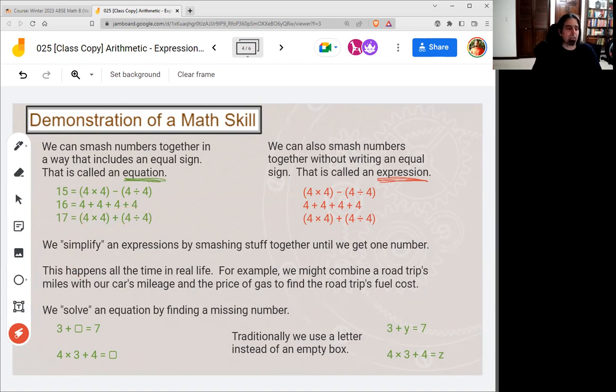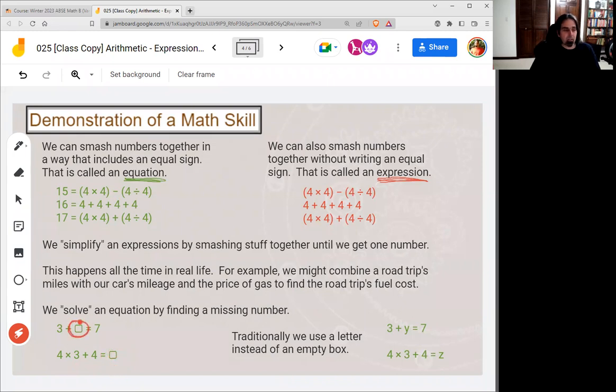When we have an equation, we're saying that we know two things are equal to each other, and usually the next step is to solve the equation. We're either missing something at the end. If I do 4 times 3 and then add 4, how much is that?